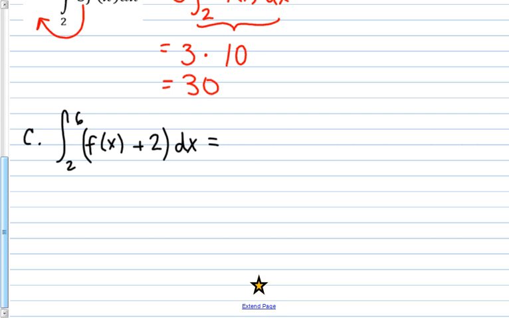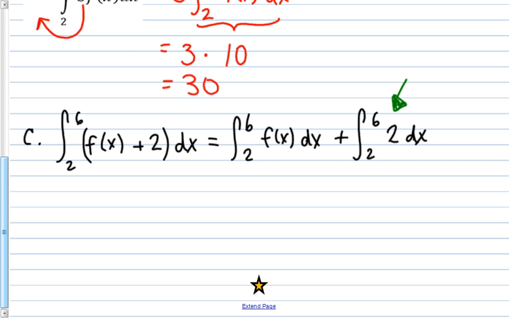So back to example 5, part C: the integral from 2 to 6 of f of x plus 2 dx. All right, so this one you can split up. That's basically this plus the integral from 2 to 6 of 2 dx. Now you're probably wondering, well, hold on. You want me to integrate this, but you didn't actually tell me how much it equals.